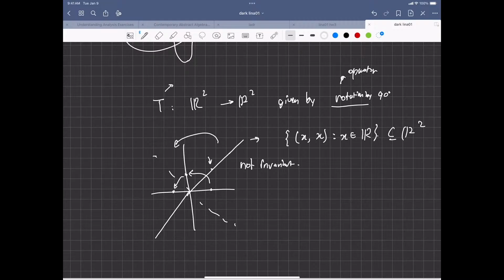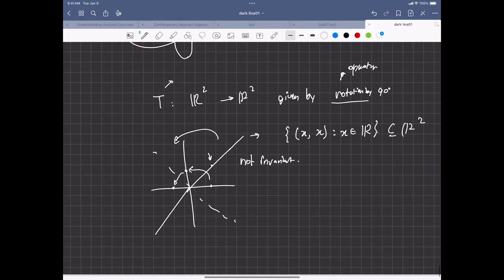Does that make sense? On the contrary, let's see why the trivial subspace of 0 is invariant. You apply T to the zero vector, rotating it by 90 degrees, and it still stays a zero vector. So this element where you apply T to it stays in here, so it's going to be invariant. Does it make more sense?